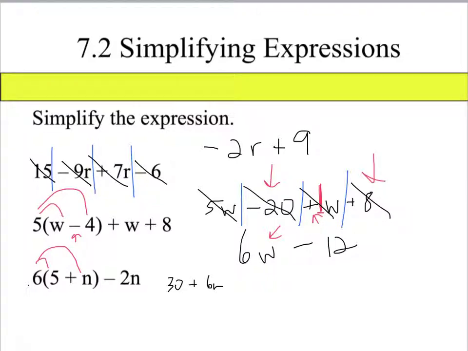Why do I know I'm adding? Well, I'm adding here. Okay, then I have minus 2n. From there, how do I make that simple? I put up my dividers. What can I combine next?